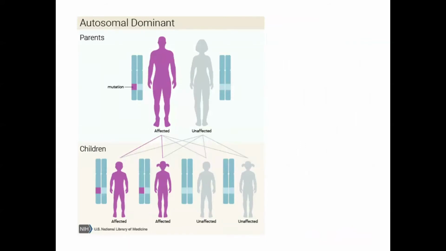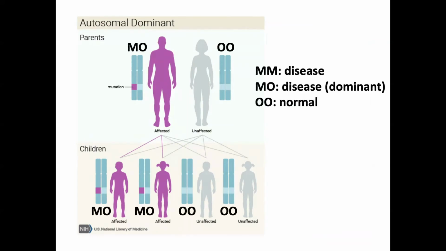So we keep using the letter M as the mutated allele, okay? And O as the normal allele. So dominant inheritance suggests that as long as one allele has a mutation, this person will show a disease phenotype. The MO and OO parents generate 50% disease and 50% normal offspring. As we mentioned, there's no difference between males and females. As long as you have one mutated allele, you show the disease.